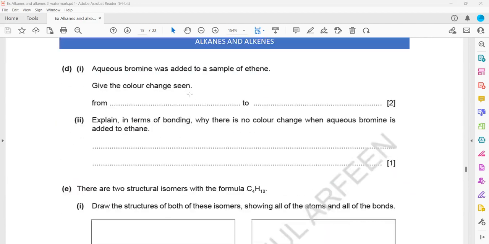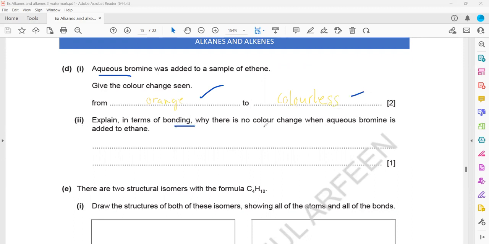The next one: aqueous bromine was added to a sample of ethene. What is the color change seen? It will be orange to colorless. Yes, that's right. It's the same question you find repeated in different ways.